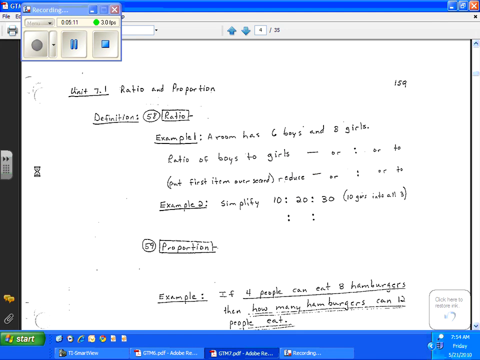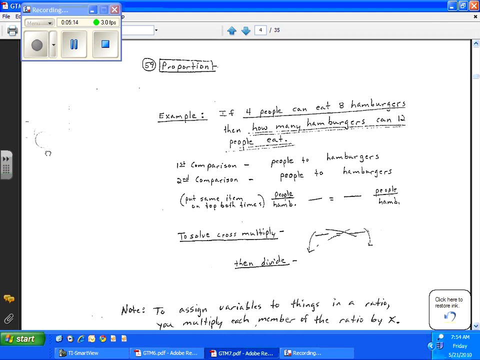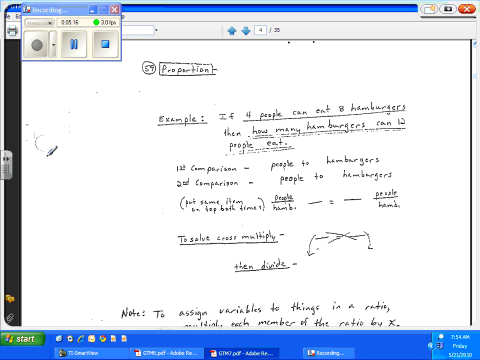And now we come to proportions. We defined a proportion in Algebra 1 as two comparisons of the same two items.